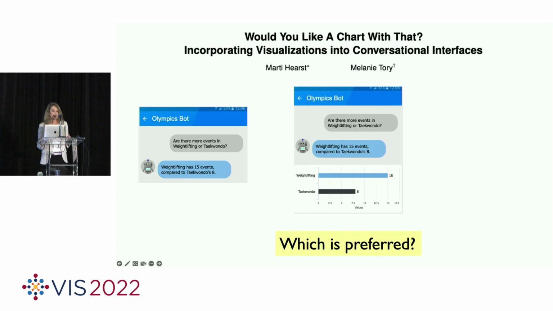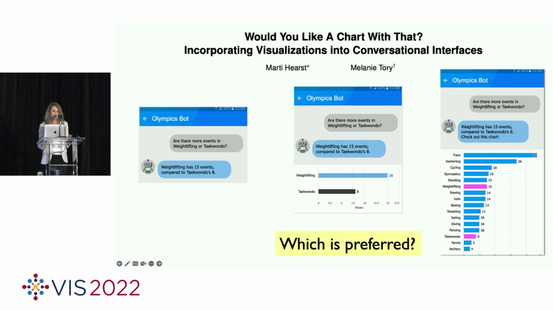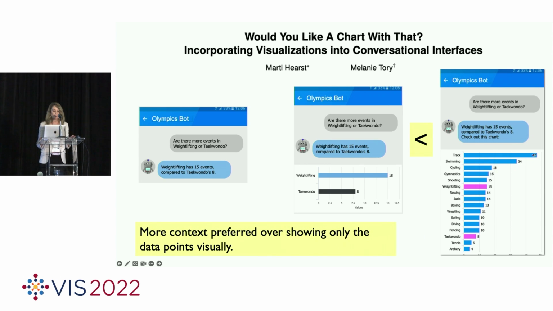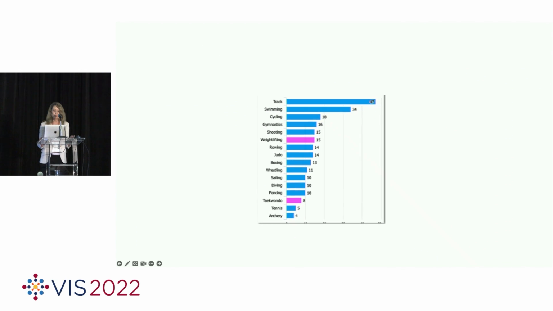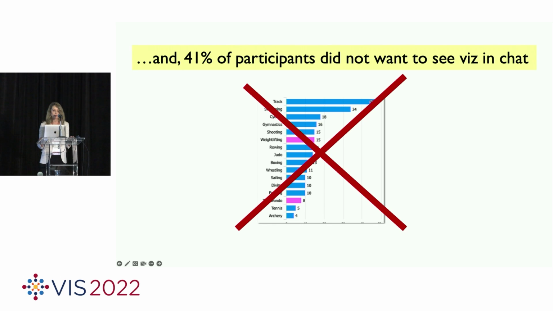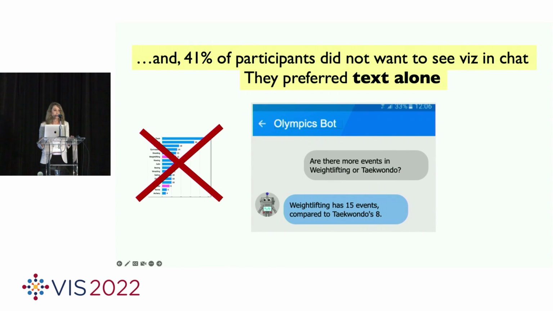In the next case, we highlight the two values that are being compared. And in the third choice, we show those two values, but in the context of other values. So which was preferred? Well, it turned out that people preferred to have more context over showing only the data points visually, as long as the chart didn't get too big. If the chart was too long, then that wasn't acceptable either. However, we also found that 41% of the participants did not want to see the viz at all in this context. They preferred text alone.